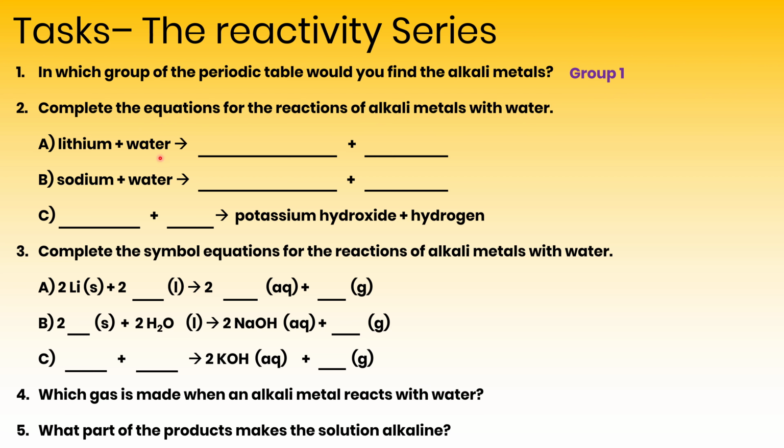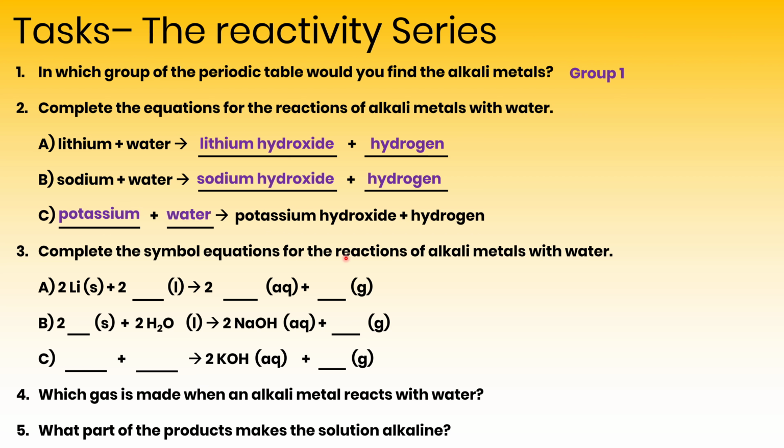A. Lithium plus water makes lithium hydroxide plus hydrogen gas. B. Sodium plus water makes sodium hydroxide plus hydrogen gas. C. To make potassium hydroxide and hydrogen, you would need to react potassium with water.